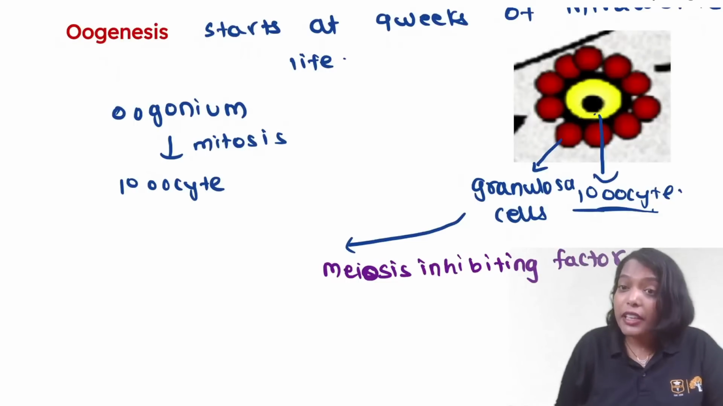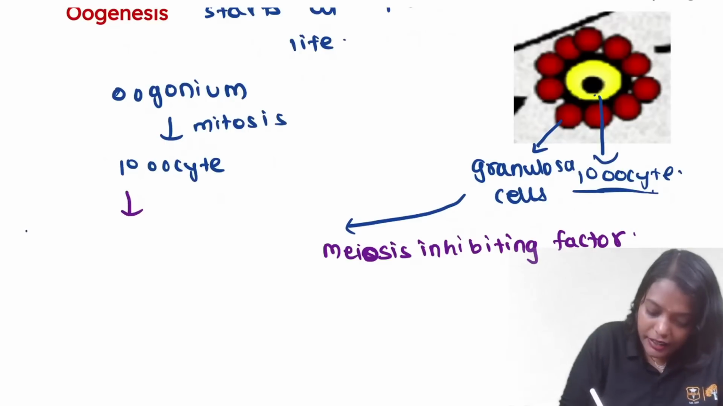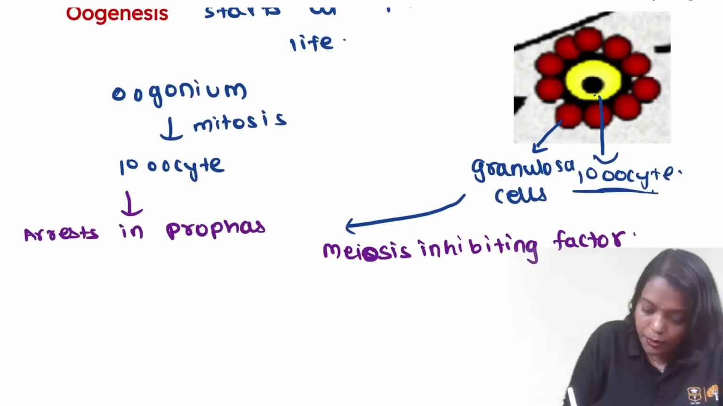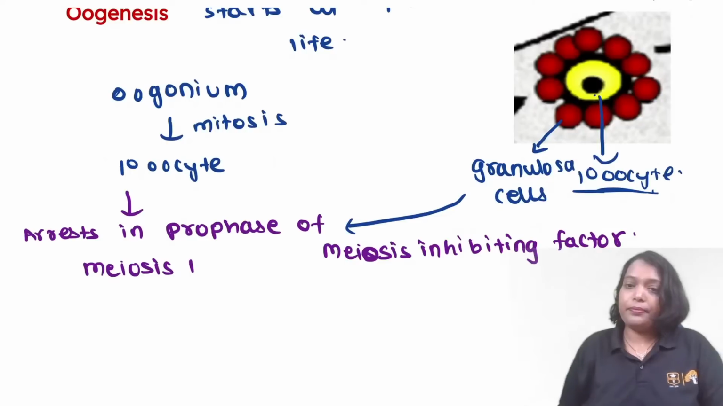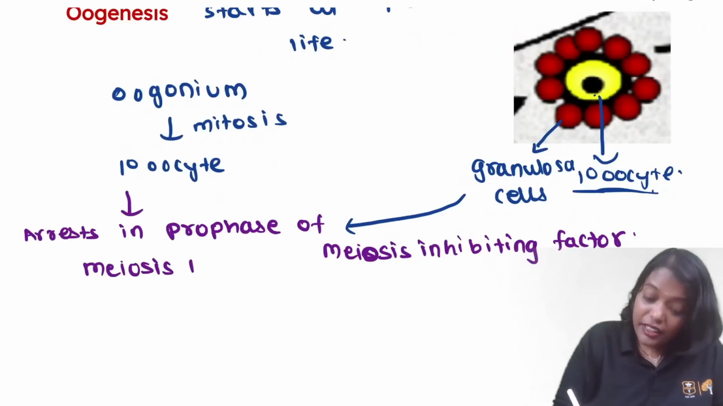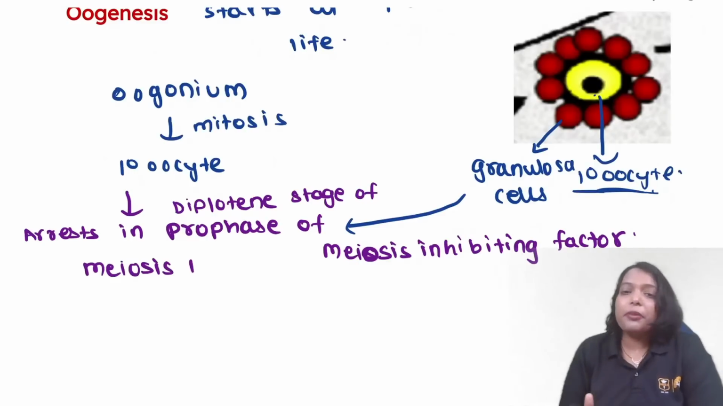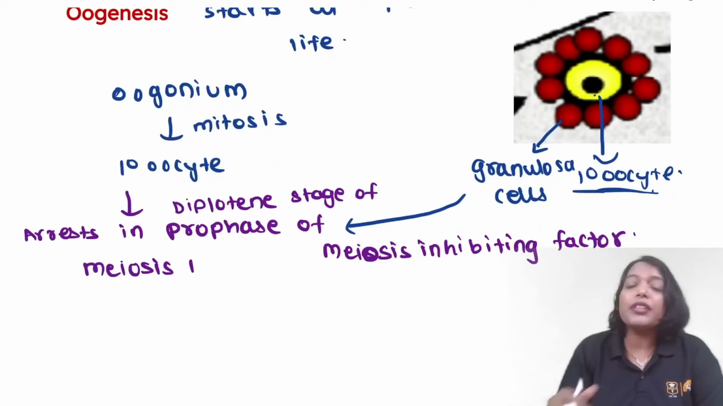As this meiosis inhibiting factor is released, the primary oocyte gets arrested in the first phase, that is prophase of meiosis 1. If you want to really know in depth, it arrests in the diplotene stage of prophase of meiosis 1, because of the meiosis inhibiting factor. Why? Because you don't want her to reproduce as soon as she is born.